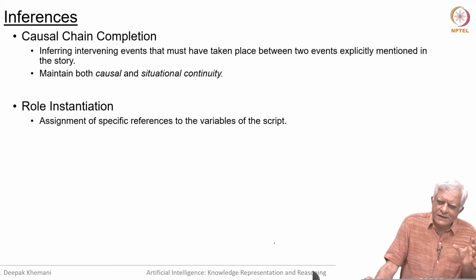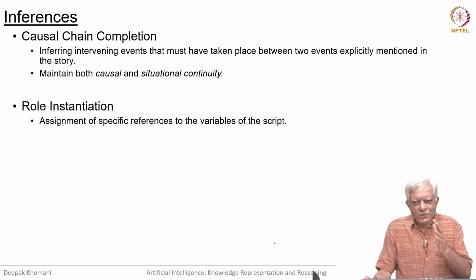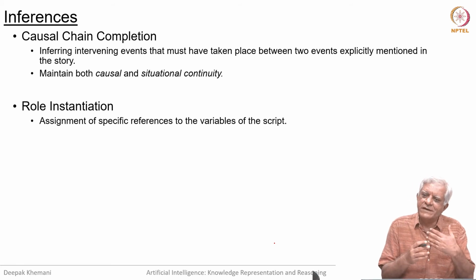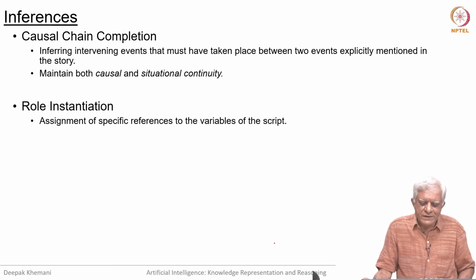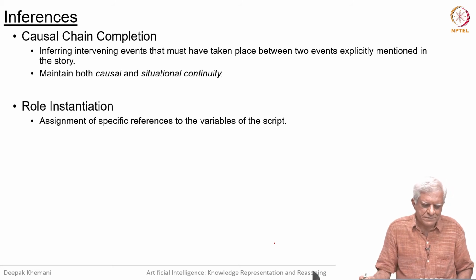So, the second kind of inference you want to make is role instantiation, as to which person, let us say we are talking about people doing things, is playing what role in the script. So, there is a patron, there is a cashier, there is a bus driver and things like that. So, we have to identify, in the story that we are reading, what person fits into what role.